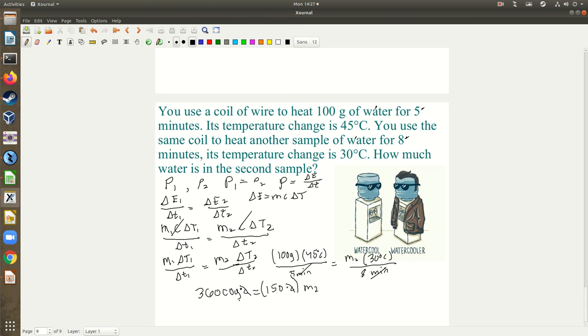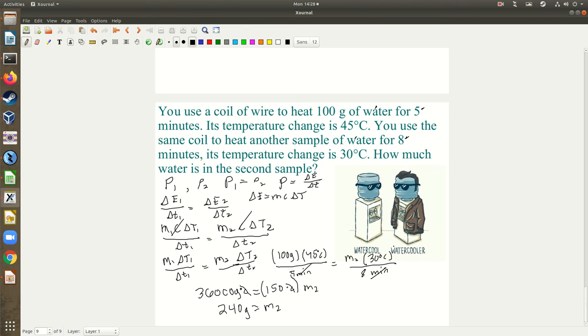So, we're going to divide it by 150, and I get 240 grams is equal to the second mass. So, it's a different mass, and it should be. It's higher than the original 100, but it should be. Why is that? Well, it was heated for longer and had a smaller temperature change. That tells me you're going to need more of it. If it's going to take longer, it's going to need more of it. Then, if you're going to have a lower temperature change, it's going to be even higher in order to at least be equitable.